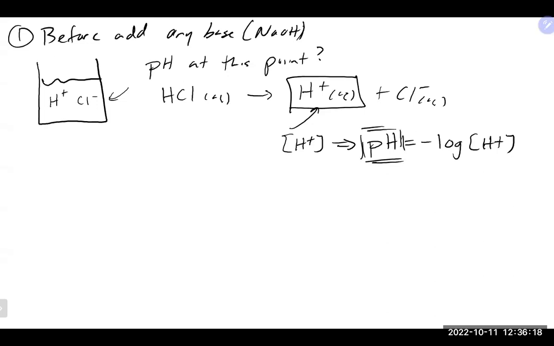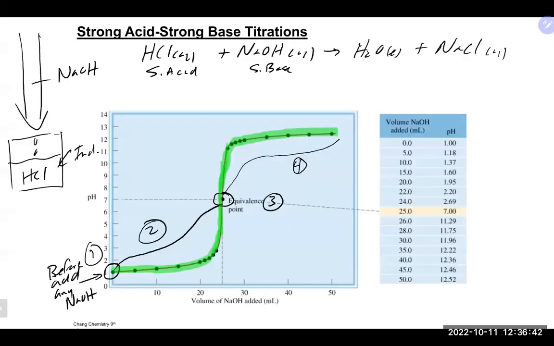You could use the molarity here because we have not added anything, so we haven't added volume. You could just use the actual molarity of the strong acid. In a lot of cases, because many strong acids are monoprotic, the concentration of the strong acid is the concentration of the H plus, and you go right into the pH. It should be acidic, as we see here on our graph at number 1. We're under a pH of 2, so that definitely is acidic.